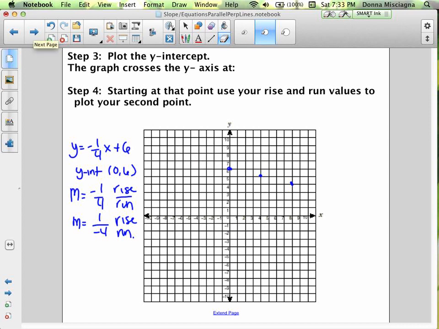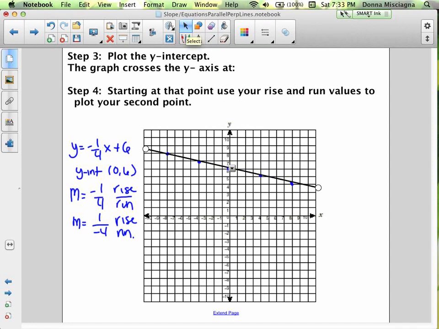Because we read lines left to right. I'm just graphing right to left to get my point. So up 1 to the left 4. And that's all I can graph. Let's connect our points. There we go. You know, it's beautiful on the right-hand side of the graph. It's absolutely atrocious on the left-hand side of the graph.